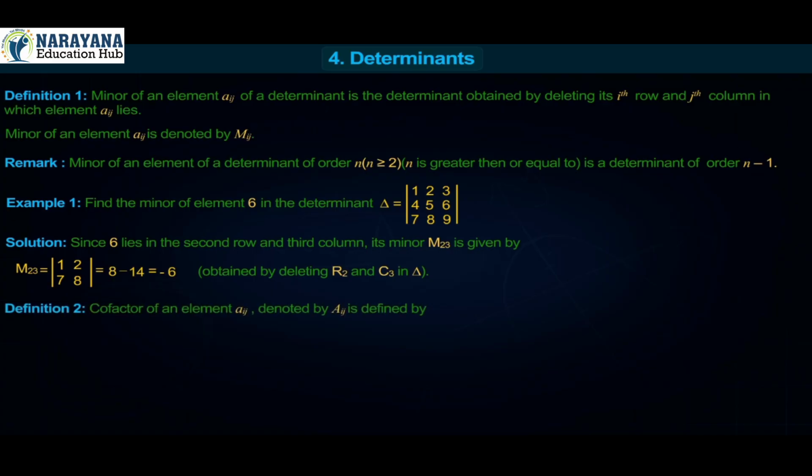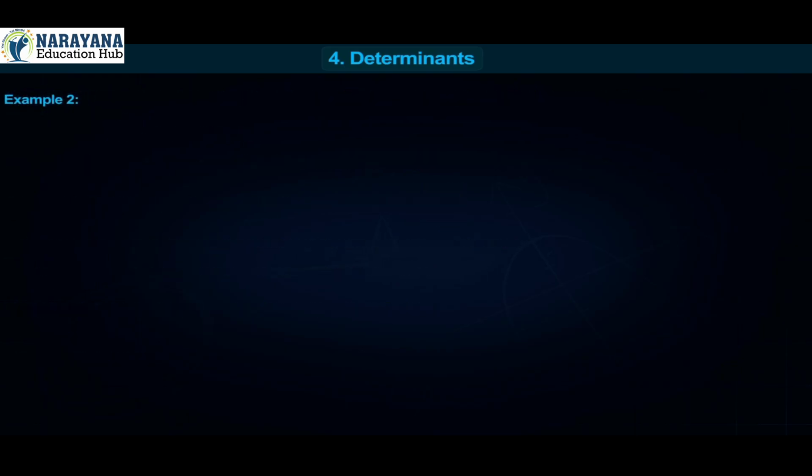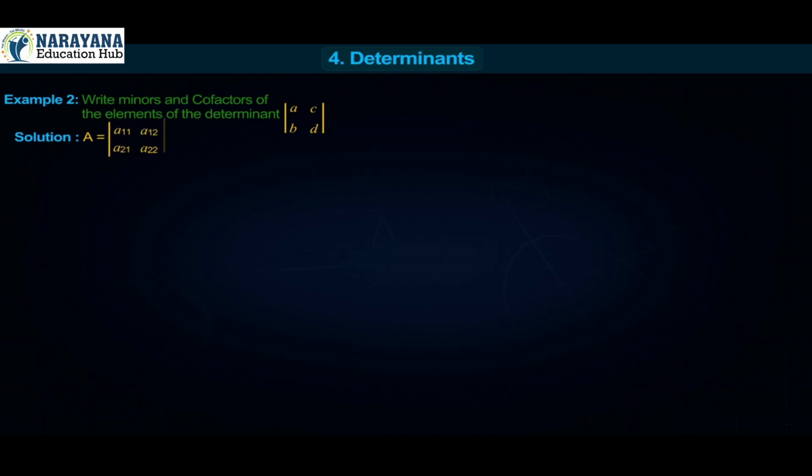Definition 2. Cofactor of an element Aij, denoted by Aij, is defined by Aij is equal to (minus 1) raised to i plus j into Mij, where Mij is the minor of Aij. Example 2. Write minors and cofactors of the elements of the determinant |a, c; b, d|. Solution. Delta is equal to determinant |a11, a12; a21, a22|, which is equal to determinant |a, c; b, d|.